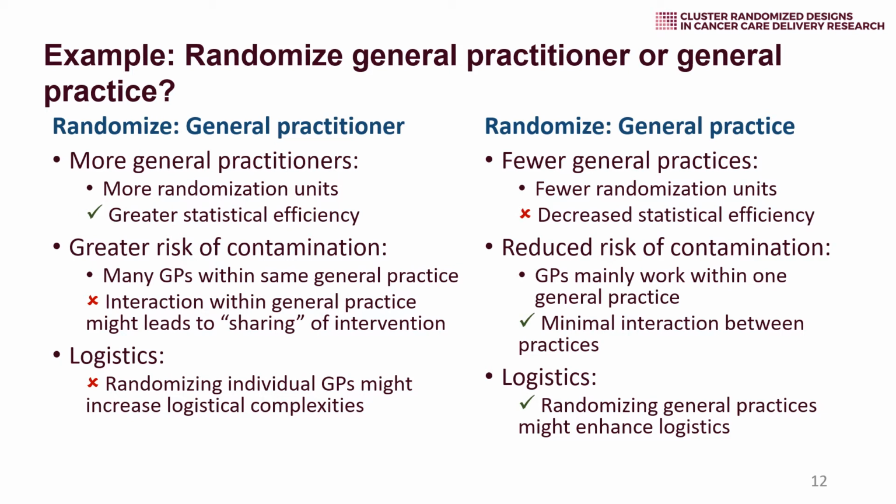On the other hand, if we were to randomize at the level of the general practice, we would probably find we had fewer randomization units, and this would lead to a reduction in statistical efficiency. But we would probably be at a reduced risk of contamination, as GPs work perhaps mainly within one general practice, and there might be minimal interaction between the different practices. Logistics will also probably be enhanced when we randomize at the level of the general practice rather than the general practitioner.